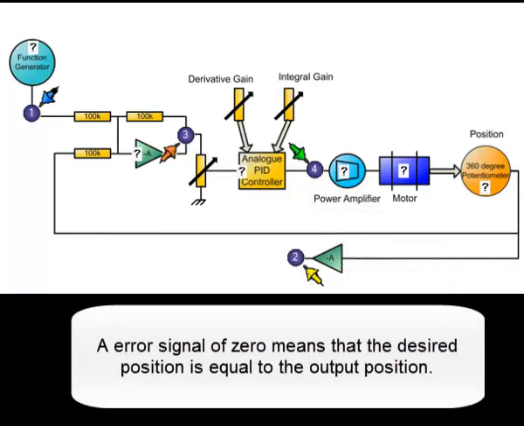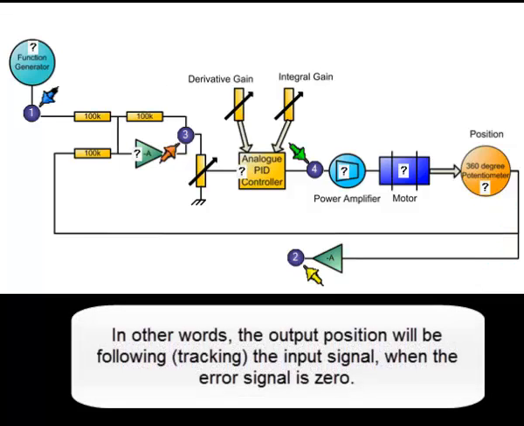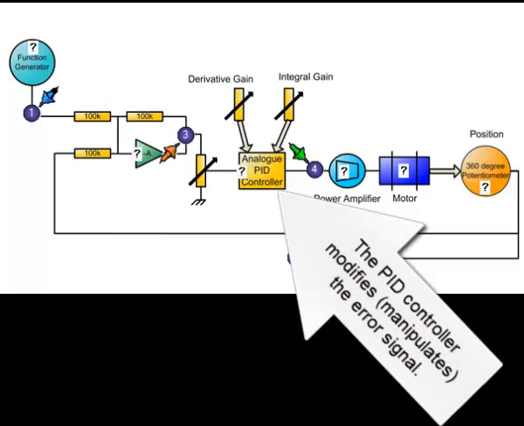An error signal of 0 means that the desired position is equal to the output position. In other words, the output position will be following or tracking the input signal when the error signal is 0. The PID controller modifies or manipulates the error signal.